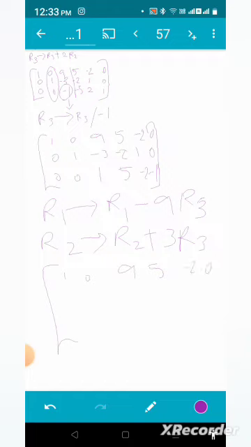The first row also changes. 9 is cancelled by this number. So R1 minus 9 times R3. R3 is multiplied by 9. R1 minus this. So 1 minus 0 is 1. 0 minus 0 is also 0. 9 minus 9, that is 0. 5 minus 45, that is minus 40. Minus 2 minus of minus 18, that is plus 18. Minus 2 plus 18, I get plus 16.